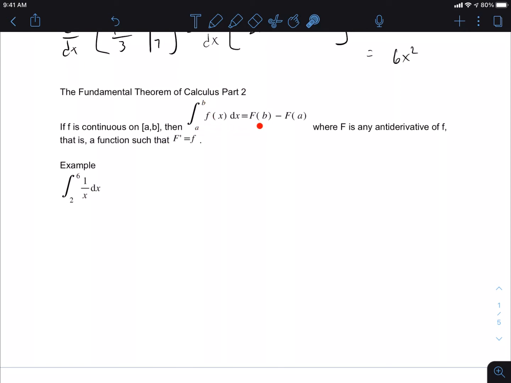So that's why we get F of b minus F of a. Does that make sense? And since capital F is the antiderivative, the derivative of capital F should then give us our original function. Does that make sense? Because they are inverses of each other, correct?